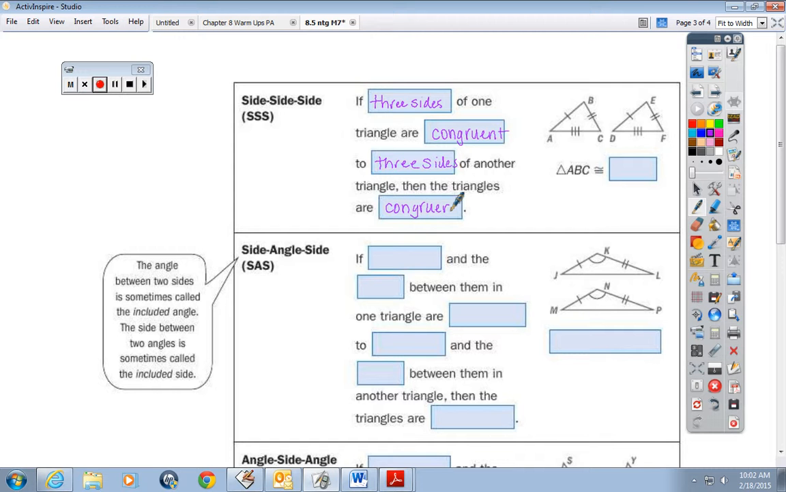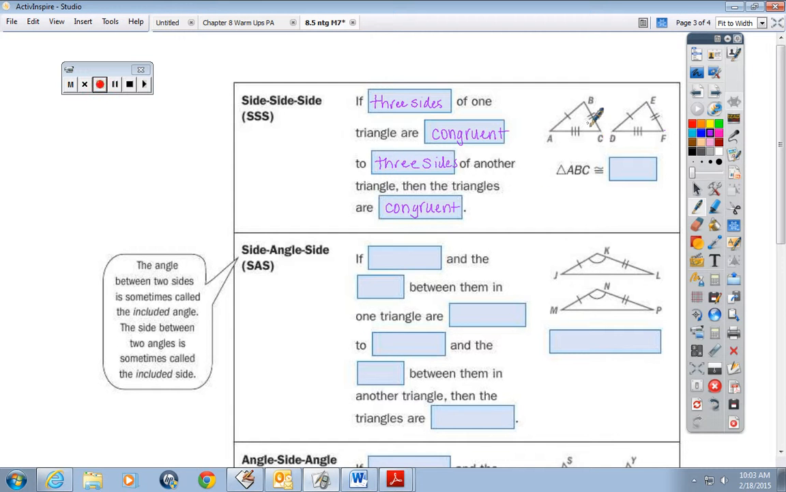Remember the notches. So, I have 1 notch from A to B, and then I have 1 notch from D to E. And then I have 2 notches from B to C, and then 2 notches from E to F, meaning they match. And then I have 3 notches from D to F, and 3 from A to C. So if I was to name this triangle, it's customary to do it in alphabetical order, A, B, C.